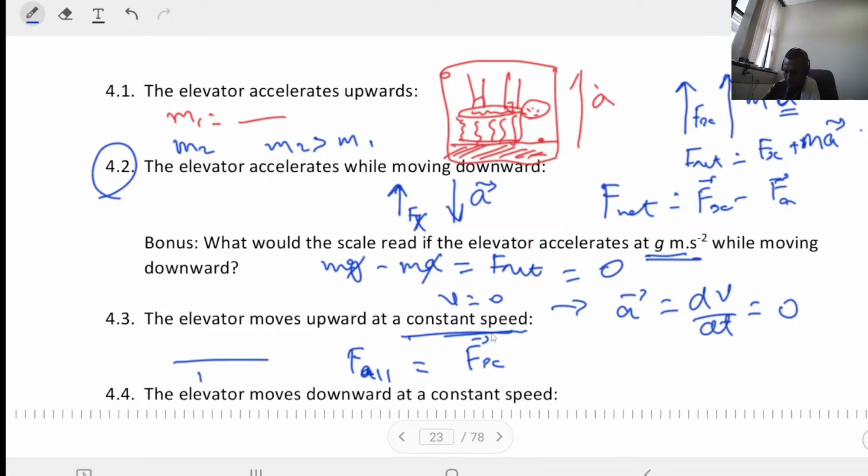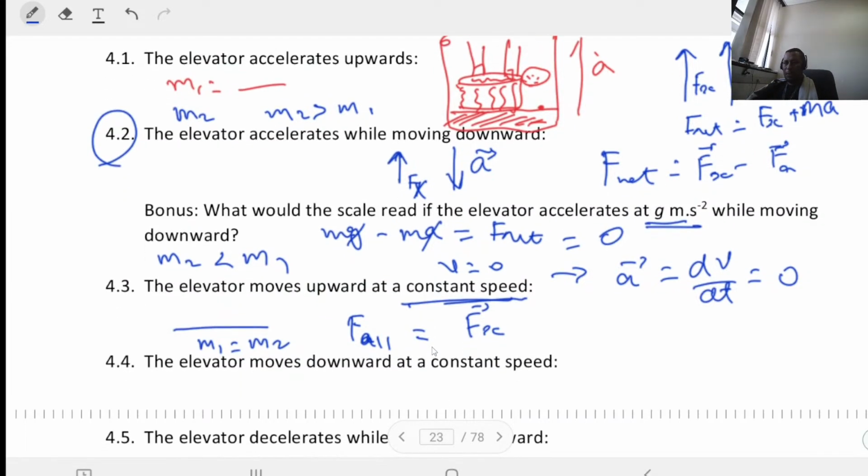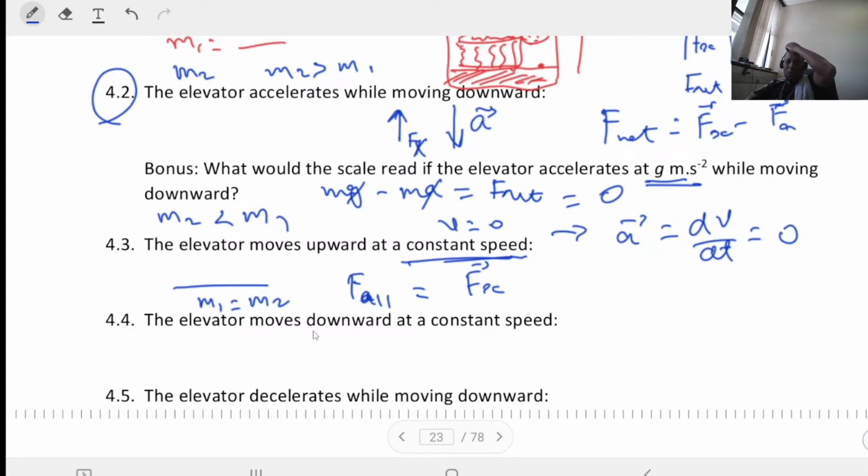In this reading, m1 is equal to m2. Here, m2 is less than m1. m2 is your weight or your mass that the dial is indicating to you when the elevator is accelerating upward or downward. At 4.3, when the speed is constant, your mass is the same mass that the scale gave you before the motion starts. Happy? Here it says the elevator moves downward at a constant speed. Again, if it is constant speed, there is no acceleration, so m1 is equal to m2.